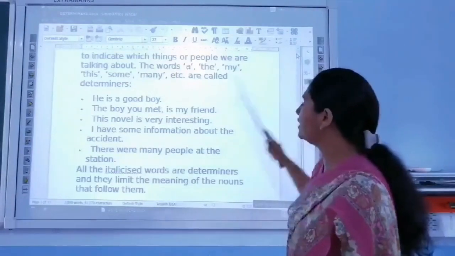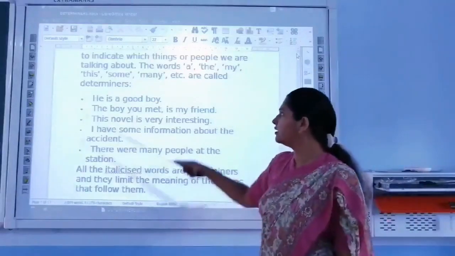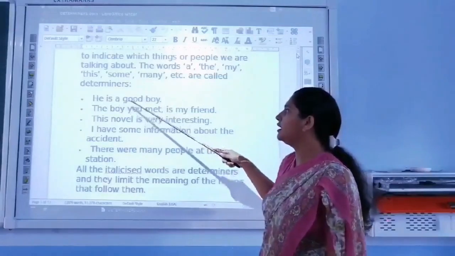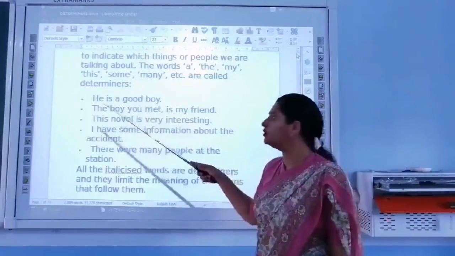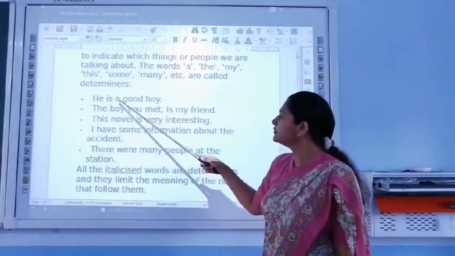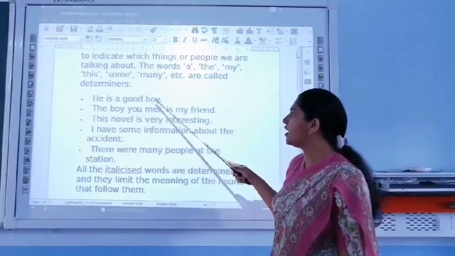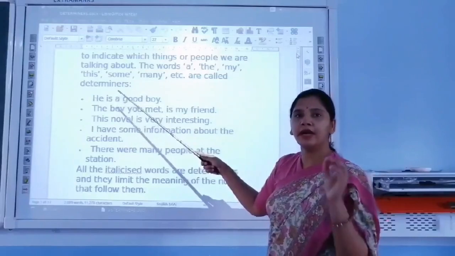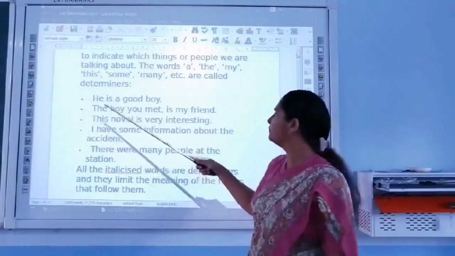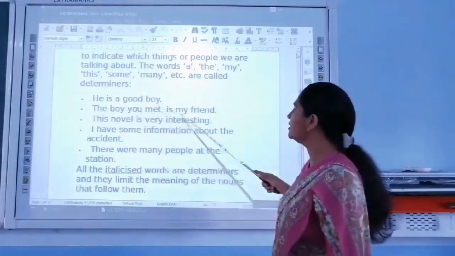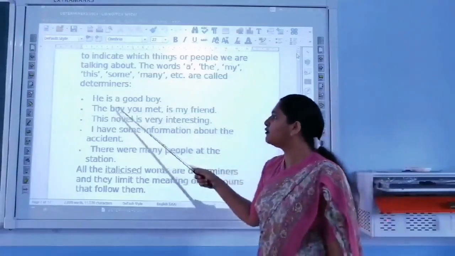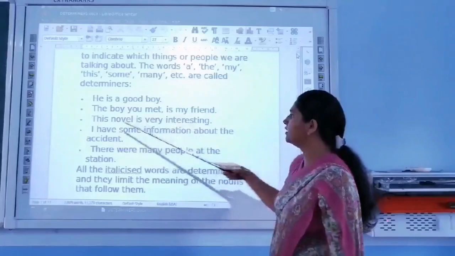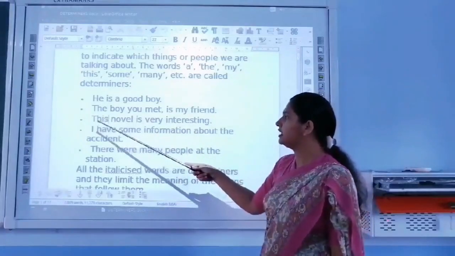See, a few examples are here. He is a good boy. See, here good boy is a noun. Good is an adjective. Boy is a noun. A determiner indicates a particular person. The boy you met is my friend. See, before the boy, the. This novel is very interesting. Before the novel, this is indicating.